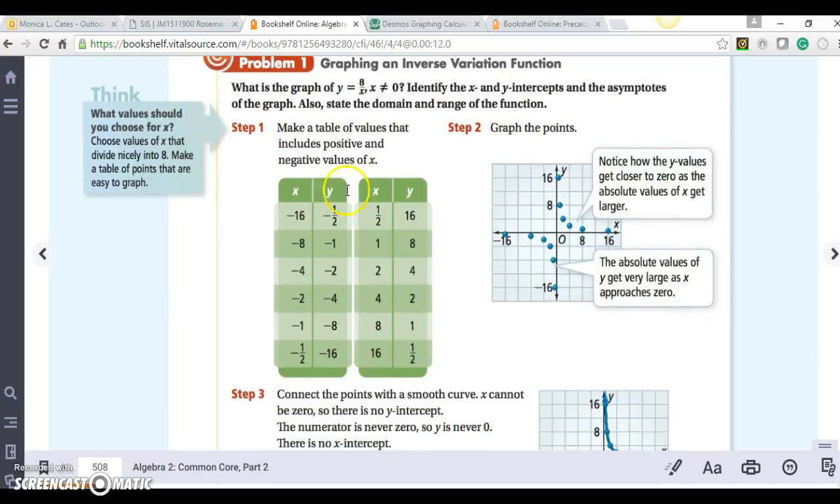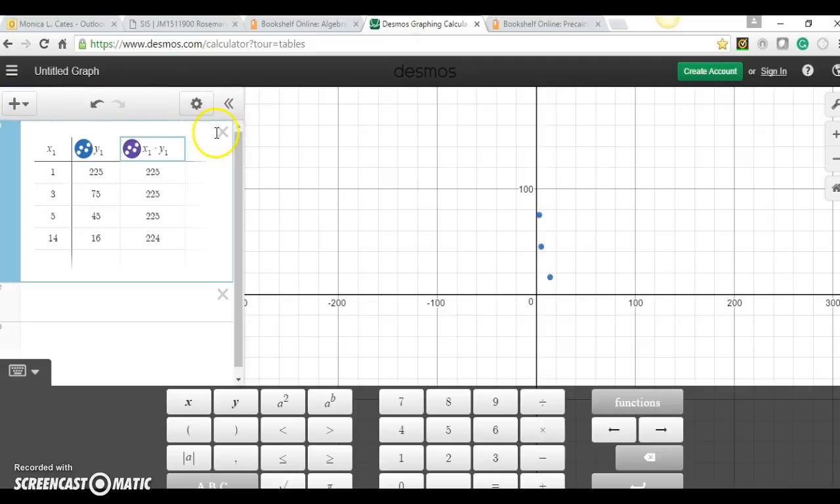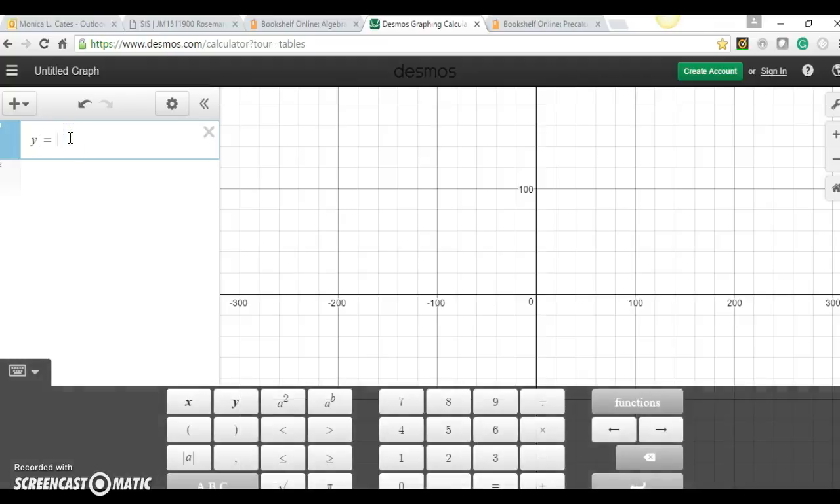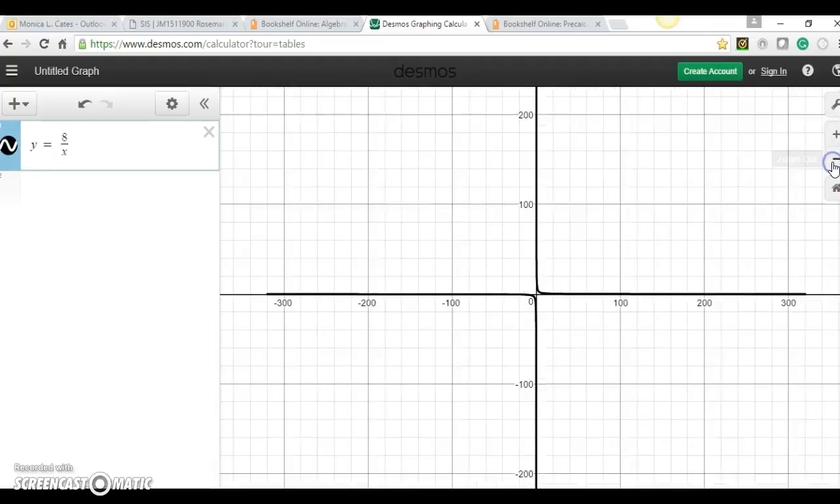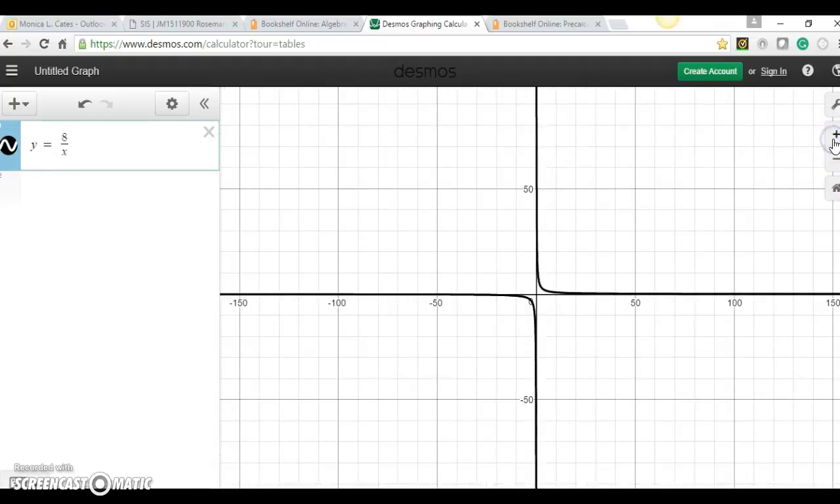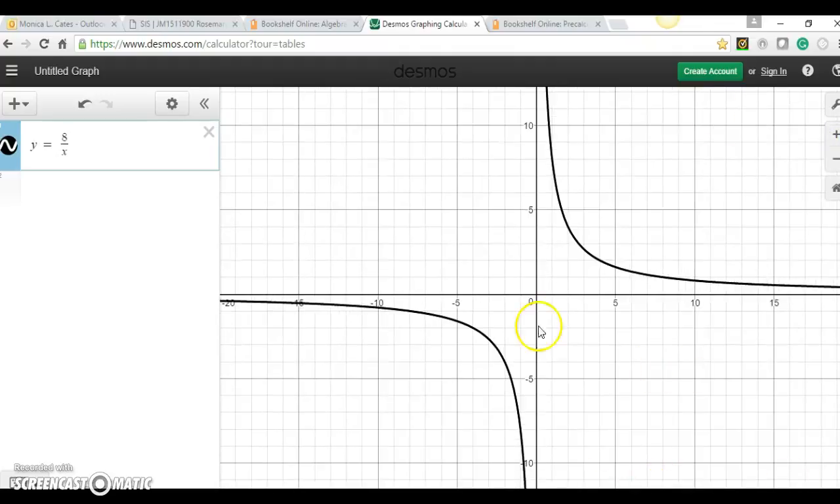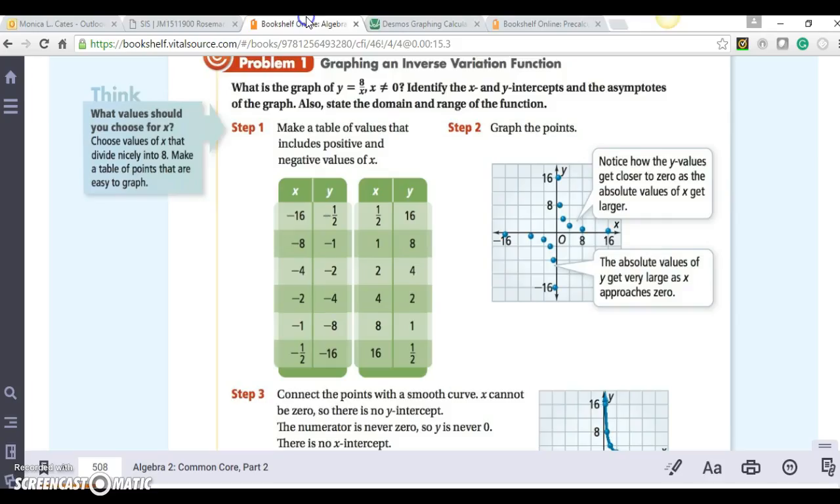So they made tables and plotted points. But I'm going to use my free graphing calculator at www.desmos.com. And I'm just going to say y equals 8 divided by x. And there is my function. I'm going to have to zoom in so that we can see it a little bit better. So here's my function, y equals 8 over x.